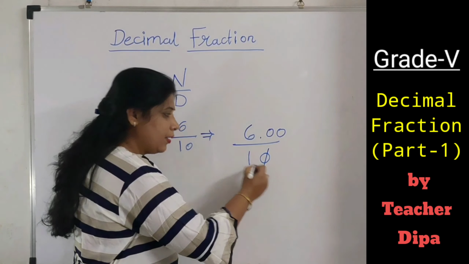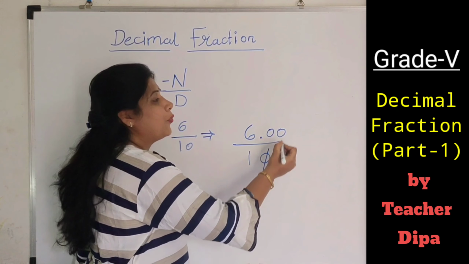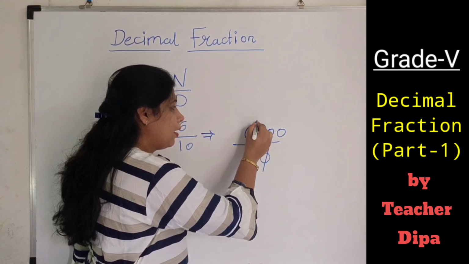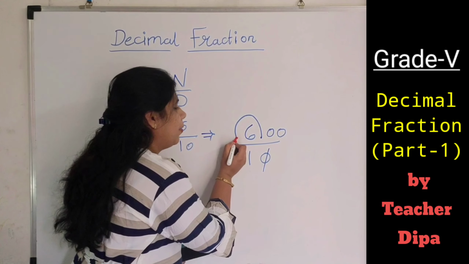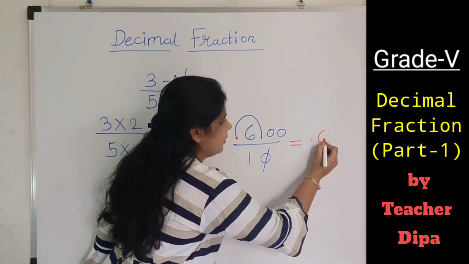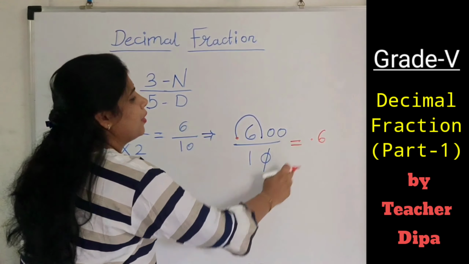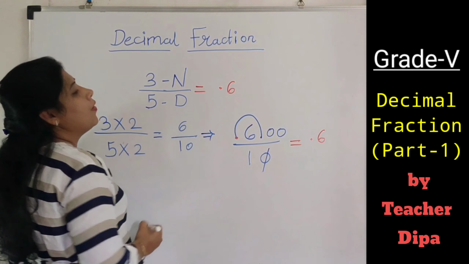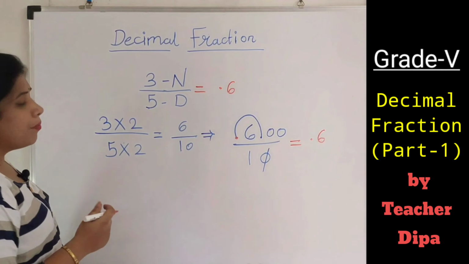So you have to cut one 0 from it, and from the decimal point you have to take one jump to the left side. So the decimal point will go to this side and come here. So your answer will become 0.6. So you are converting 3 upon 5 into the decimal fraction, and your answer will be 0.6.